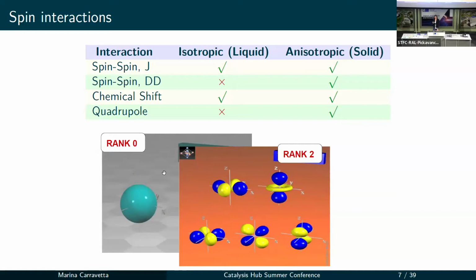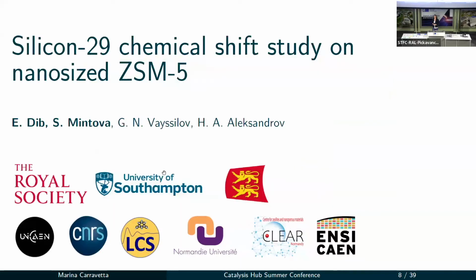Now, after this very brief introduction of what we will be dealing with, the first topic I will cover today is the silicon-29 chemical shift study on ZSM5. This is a particular batch of ZSM5 provided by our collaborators, and it's particularly ordered, and it's made up of nano-sized crystals.